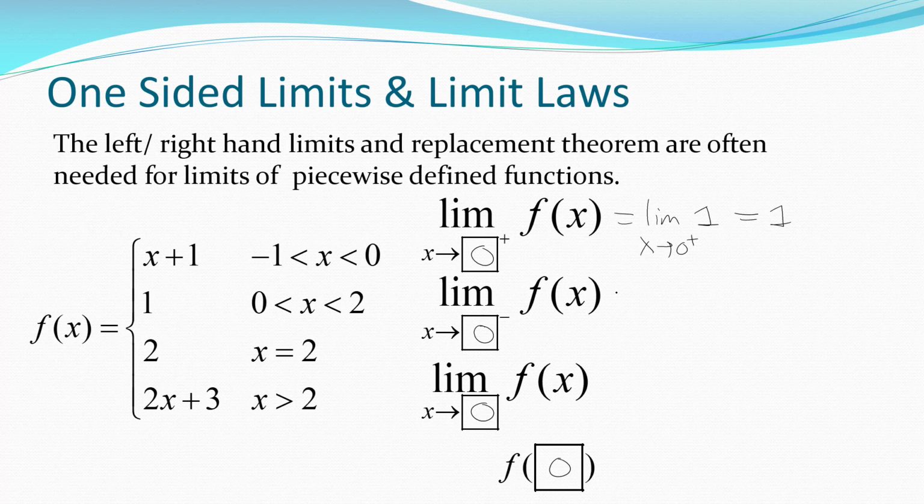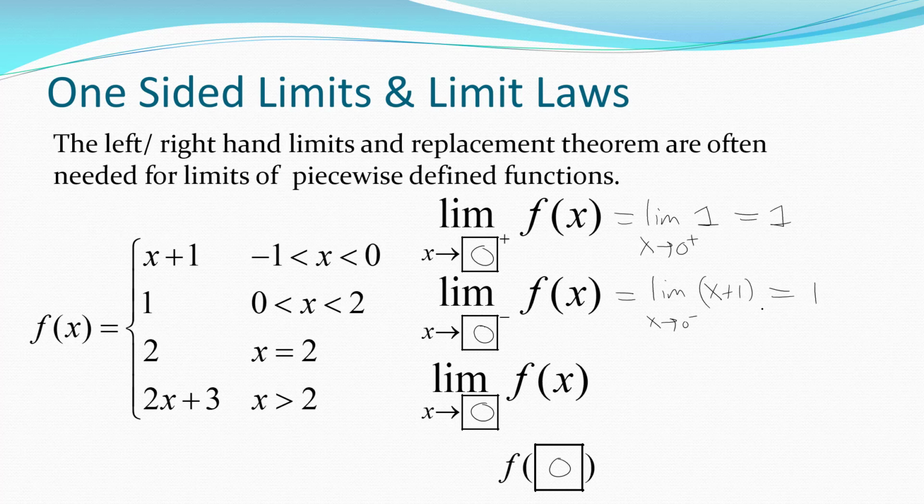Next, to find the limit as x approaches 0 from the left, that would mean x is less than 0. That would have to be the interval from -1 to 0. And in that range, I'm taking the limit as x approaches 0 from the left, and I can replace the function with what's equivalent to. In this case, that's x plus 1. That's a polynomial, so to find the limit, just plug it in, and you get 1.